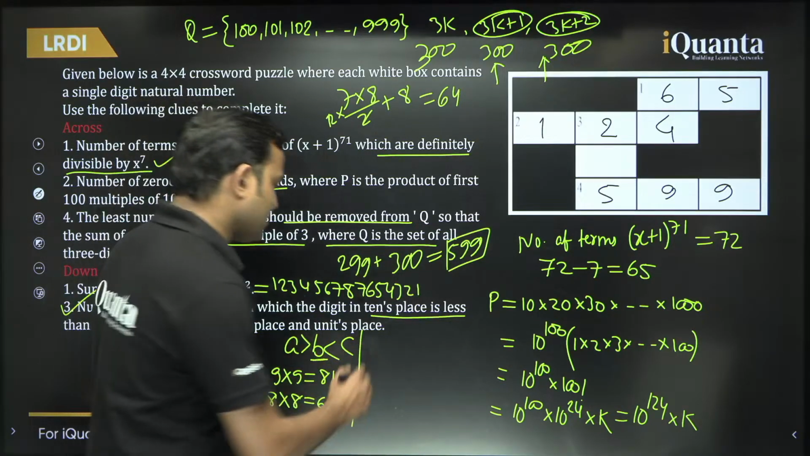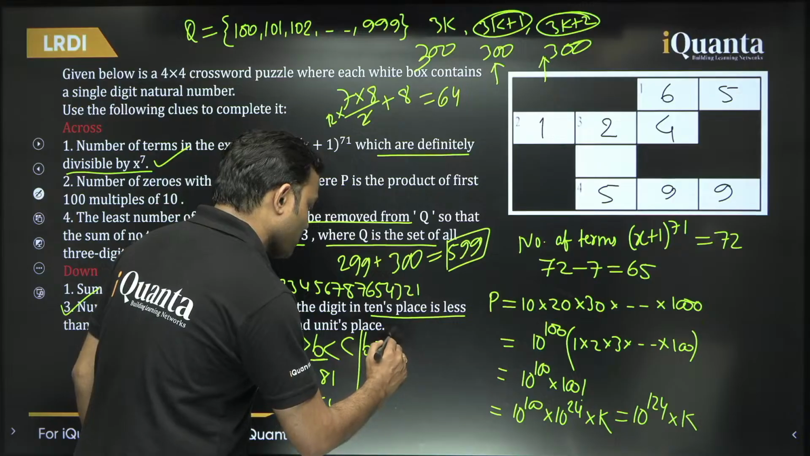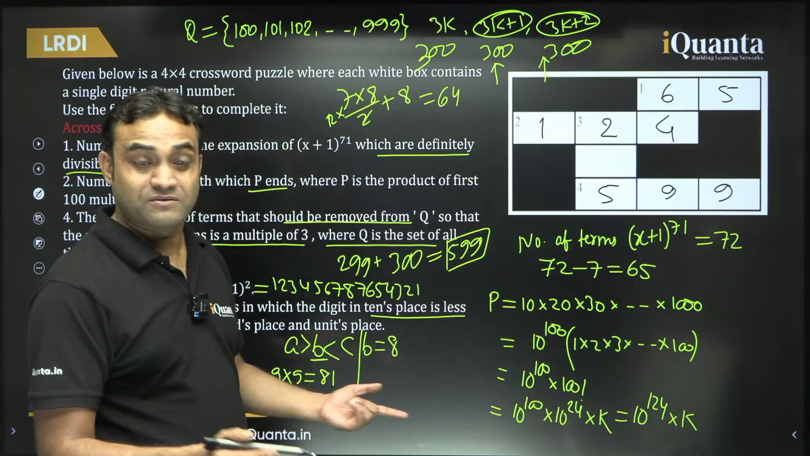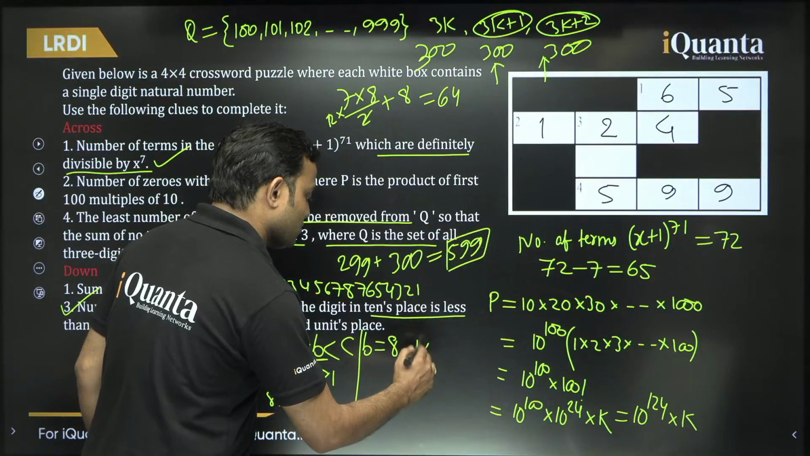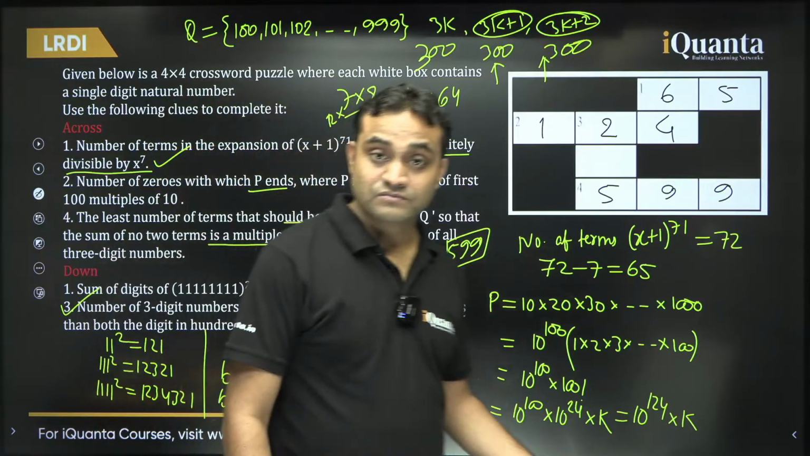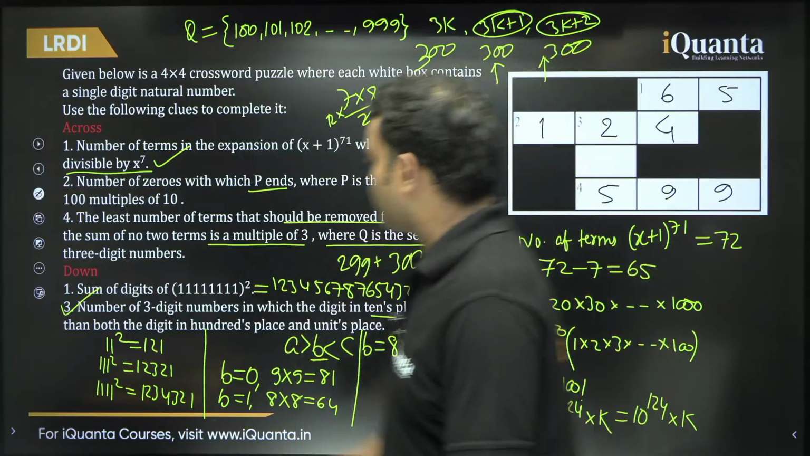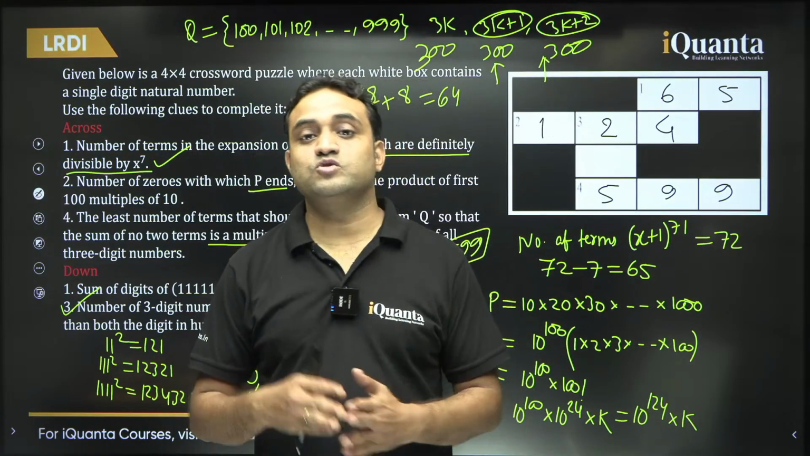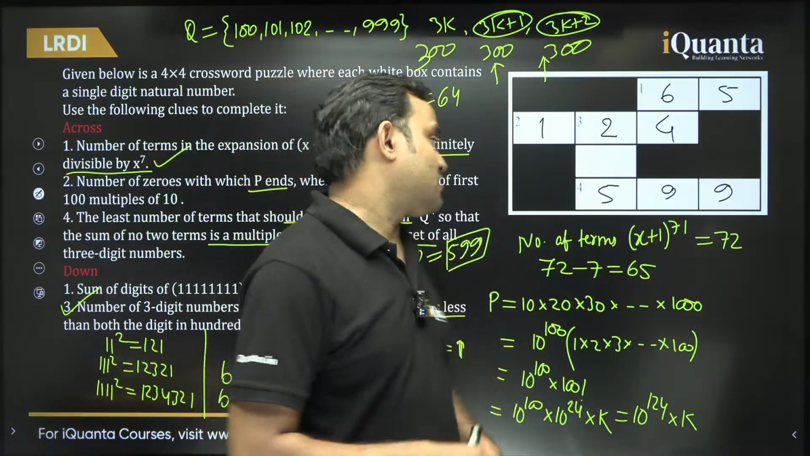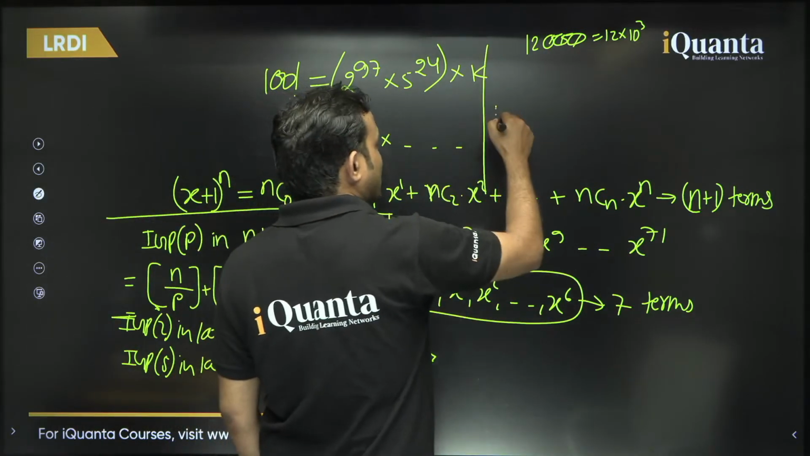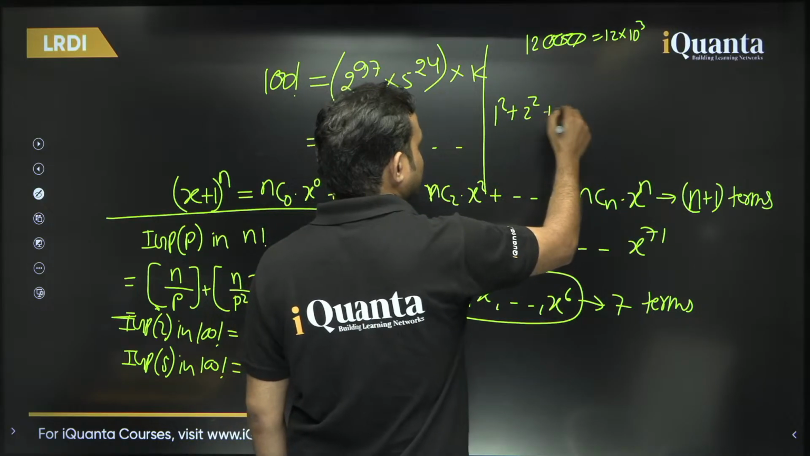Similarly, at the end, what can we take? We can take B equal to maximum 8. In that case, there will be only one possibility for A and C, which is 1 and 1. So we need to find the sum of squares of first 9 natural numbers: 1 square plus 2 square plus 3 square till 9 square. Now, what do we know about that? The sum of squares of first 9 natural numbers.